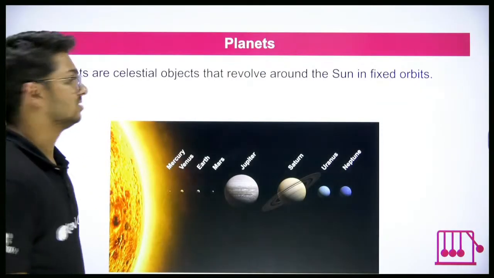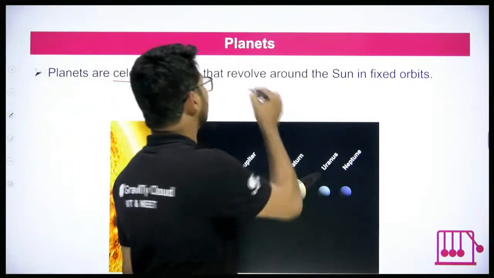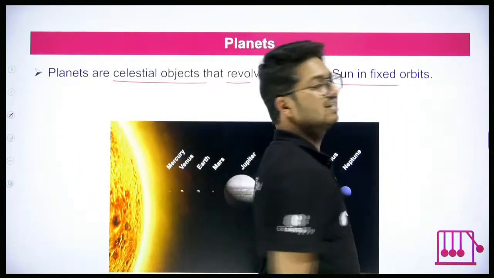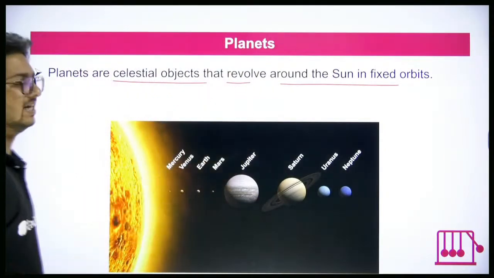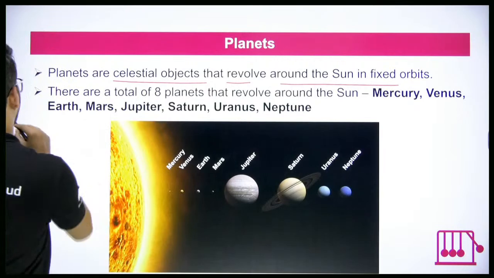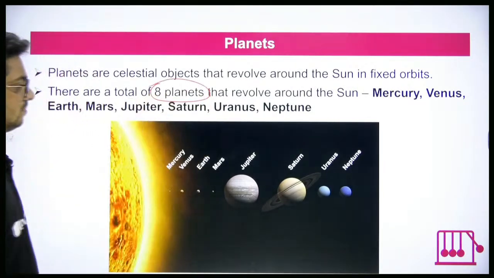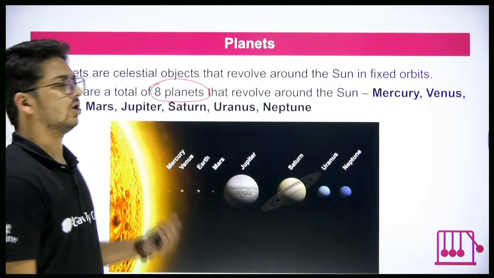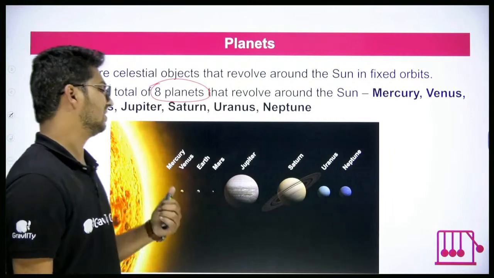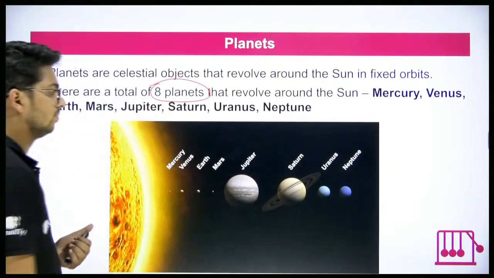And when it comes to planets, planets are celestial objects like Earth that revolve around the sun in fixed orbits. And here you have the 8 planets. How many planets do we have in total? We have a total of 8 planets. And what is the order of the planets? Mercury, Venus, Earth, Mars, Jupiter, Saturn, Uranus, and Neptune.